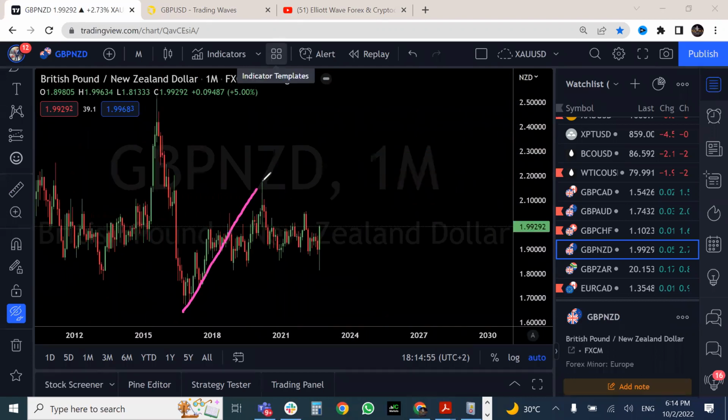If you can look at this one here, 1, 2, 3. Possibility for this one to come around that level. If you look in the lower degree, you had 1, 2, 3 there, 1, 2, 3 there. So it's actually a simple structure here showing you a WXY structure there. Is that what we're gonna get? We'll look for opportunities here.